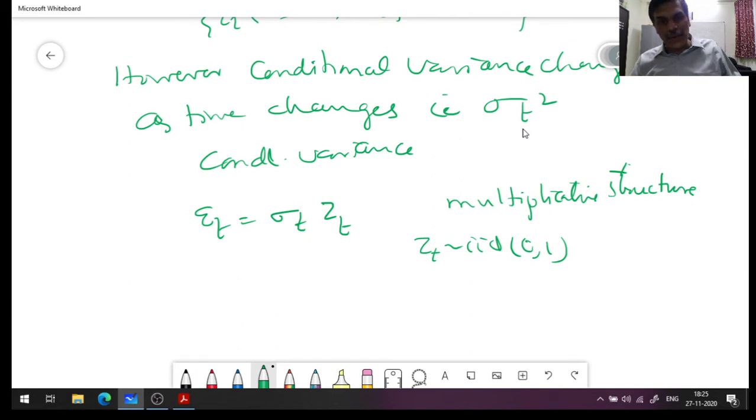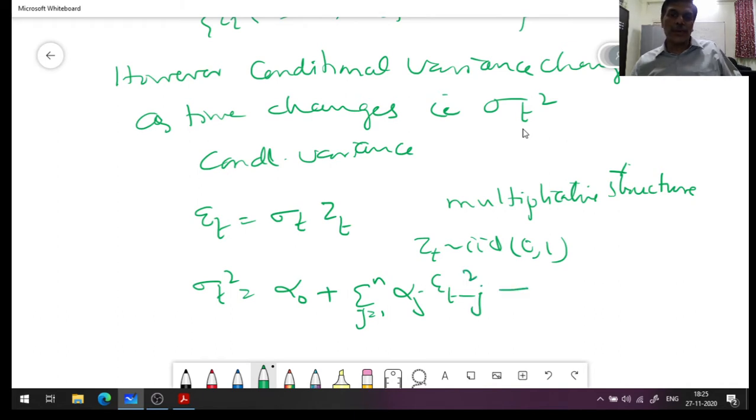But then we are going to say that sigma t square is a function of alpha j epsilon t minus j square. So this is what the past error squares. So this is basically the current volatility. This is where the clustering comes. Current volatility is depending on the past error squares. So this is what volatility clustering is.